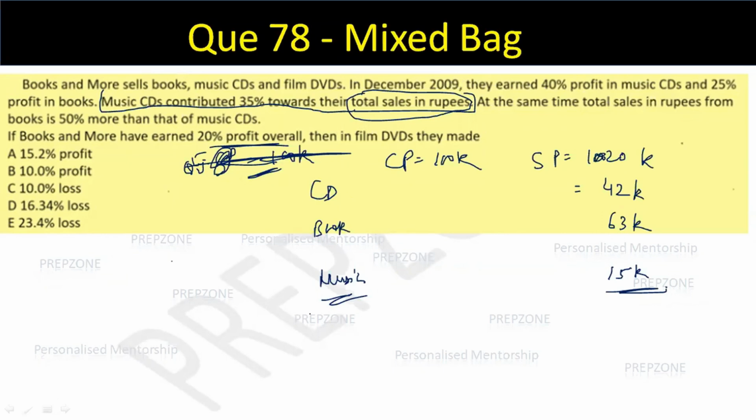Okay, ये शायद music CD नहीं है. This is DVD. My bad. So music CD में you have 40% profit, right? Which means 42 by 1.4, which is 30K. So this has to be my cost price.